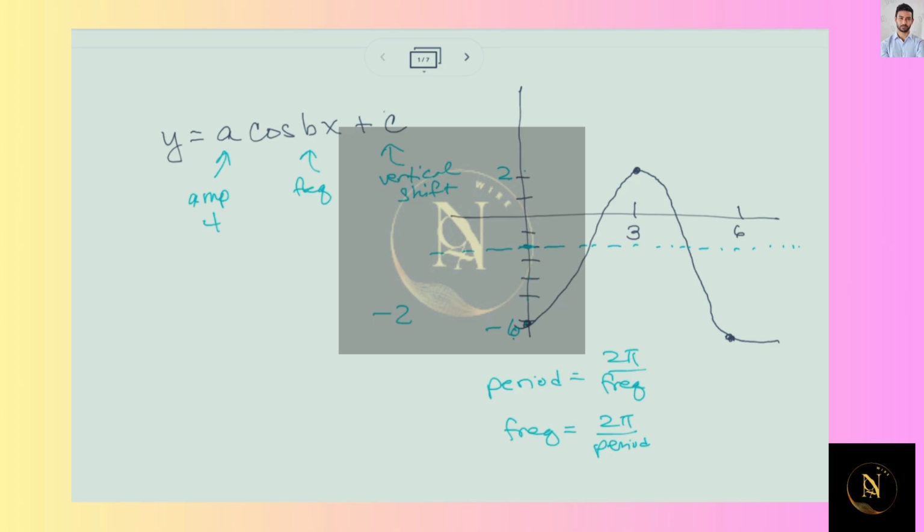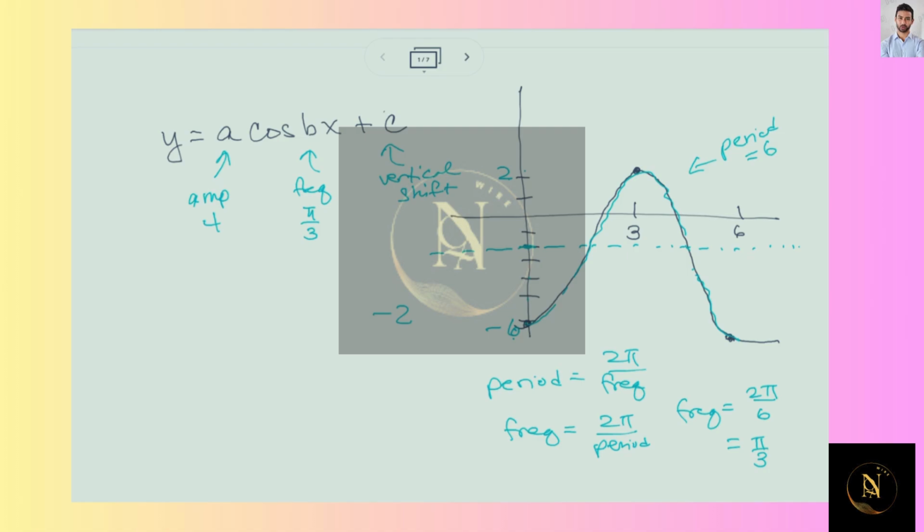So when I look at this graph, I see this whole function from 0 to 6. So that means the period of this function is 6. So that tells me the frequency of this function is 2 pi over 6. The frequency is pi over 3. That's my B value.